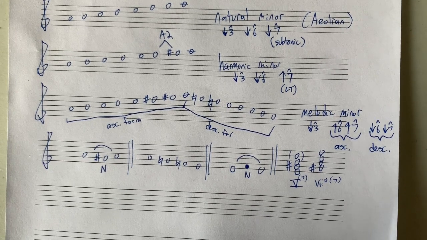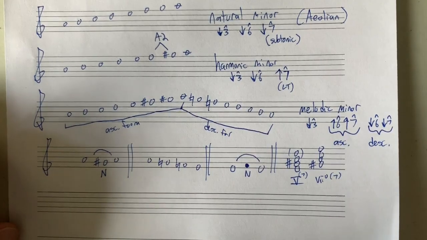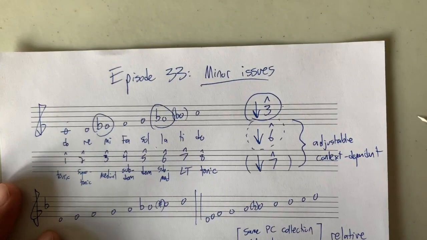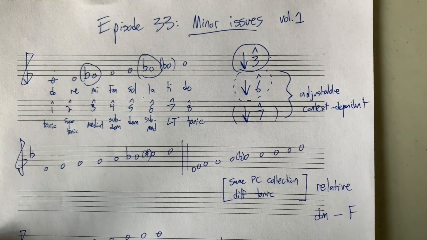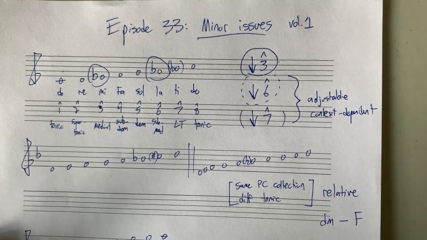It gets super complicated. This is going to actually take another episode because we're almost done. So I'm going to change the name of this, Minor Issues Volume 1. Next episode, we'll talk about some more minor issues.